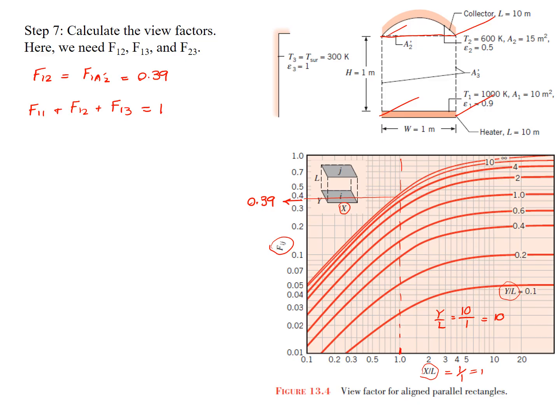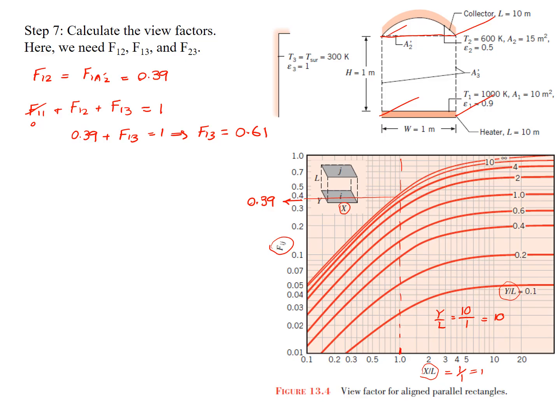F11 is the portion of radiation that arrives on itself. My heater is a flat plate. It doesn't see itself. It's not a curved surface, so I won't have radiation from 1 to 1, so that's 0. And 1 to 2, I already found that, that's 0.39, plus F13, which is equal to 1. That makes my F13 equal to 0.61. So that's the second view factor that I got.